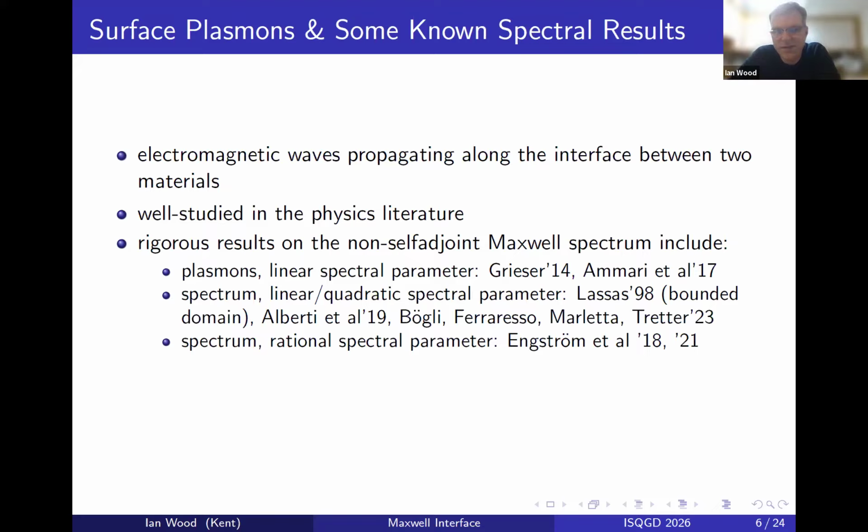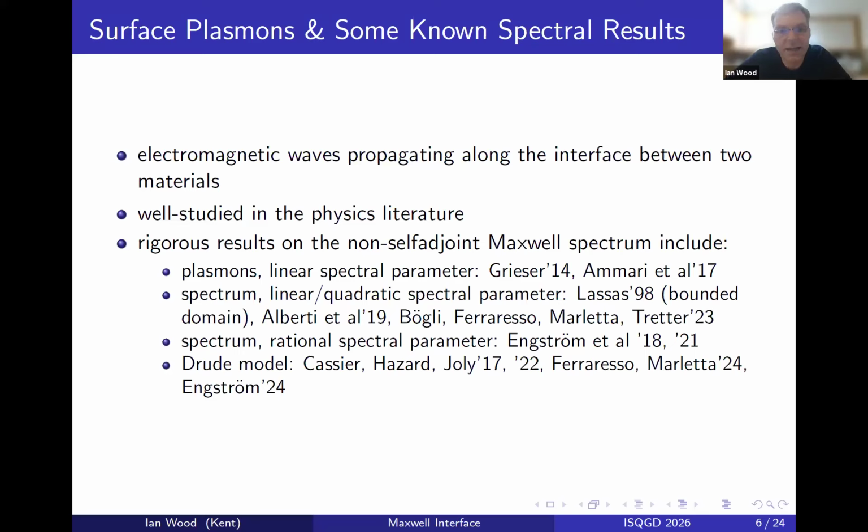In these kind of problems, in some situations, it's going to turn into a problem where you've got a rational dependence on the spectral parameter. So these are studies, and in this Maxwell setting, this is something that Engström has done. There's a few papers by him. And if you look in particular at the Drude model, then there's a load more work on that. So the group around Joly, in particular, I'm citing Cassier, Hazard, and Joly have worked on this. There's more work by Ferreresso and Maletta, and also more work by Engström on the Drude model in this kind of setting.